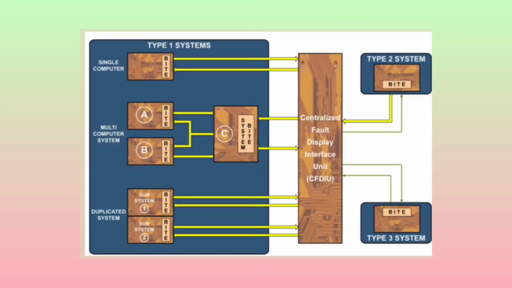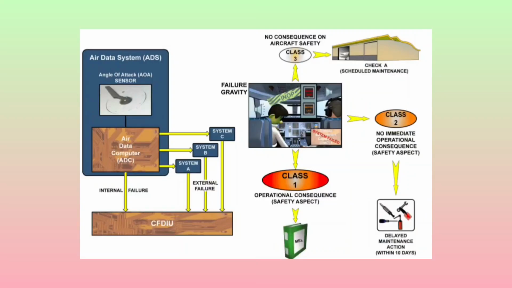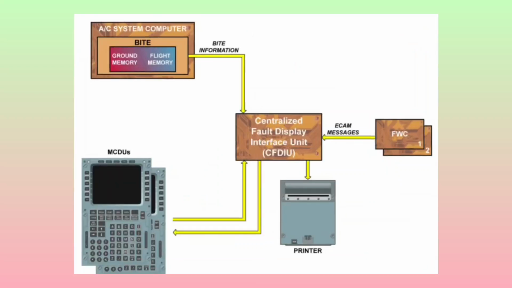Here you can check how the type 1, type 2, type 3 systems are cross-talking with the centralized fault display interface unit, and you can see all the class 1, class 2, class 3 failures. Here you can check how the CFDIU gets the data from FWC 1 and 2, and BITE test also can be performed through the CFDIU, and it is always cross-talking with the MCDU. Then later on you can take a printout.